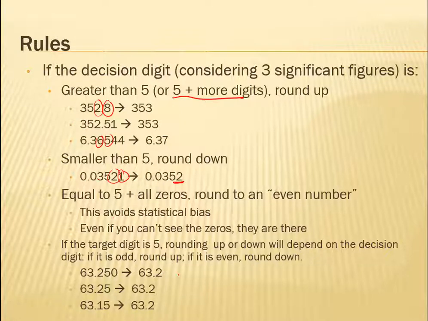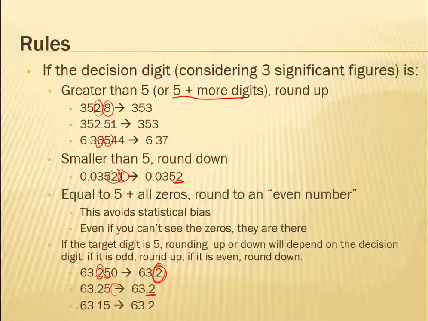Now, this one's a tricky one. To avoid statistical bias, if you have 5 and nothing after it or all zeros, you're going to round to an even number. So, for example, if you have 63.250, this is my target, this is my decision, and there's a 0 after that. So, in this case, rather than round up, like you've probably been taught, you're going to stay. Because you want to stay at an even number. This one, 63.25, is the same situation. It has nothing after it, but it still means you need to stay.